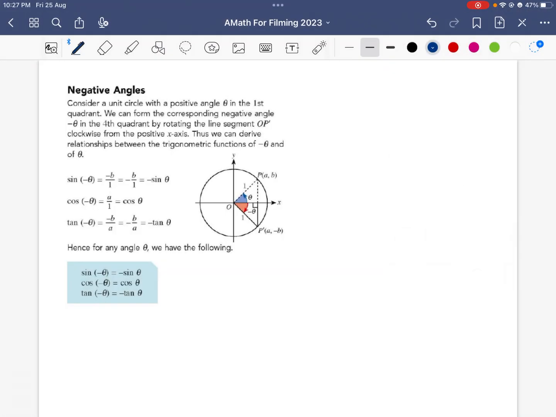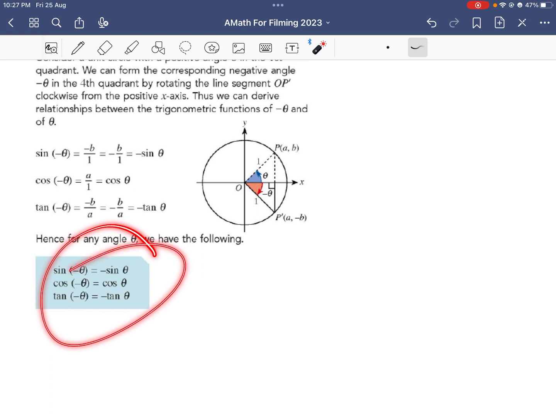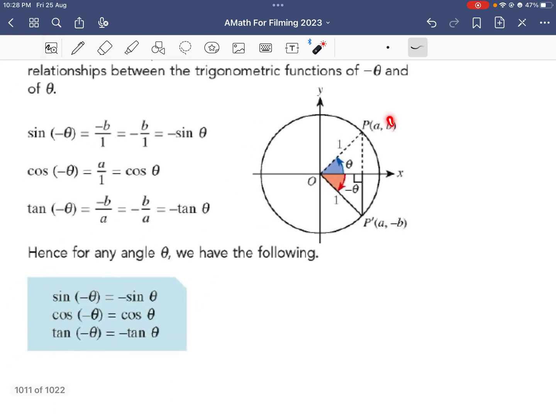Okay, last section for 10.1. So what we're going to learn about here is negative angles. You will need to know these identities, okay, but I'll teach you an easy way to remember them. If you remember ASTC, it's quite simple.